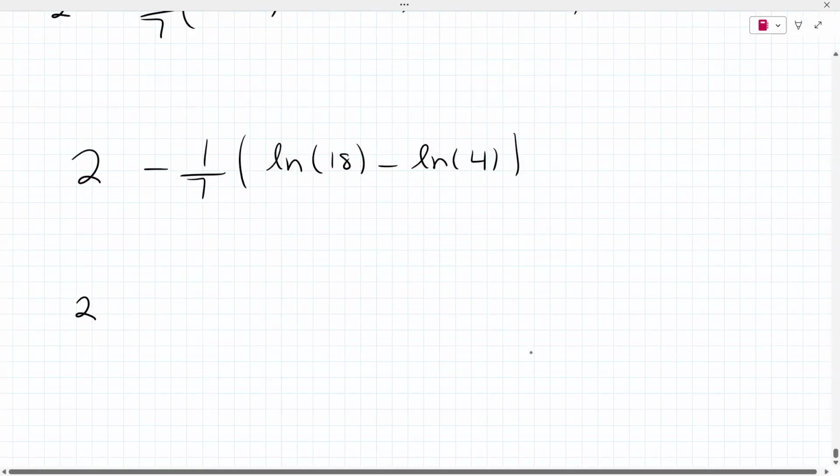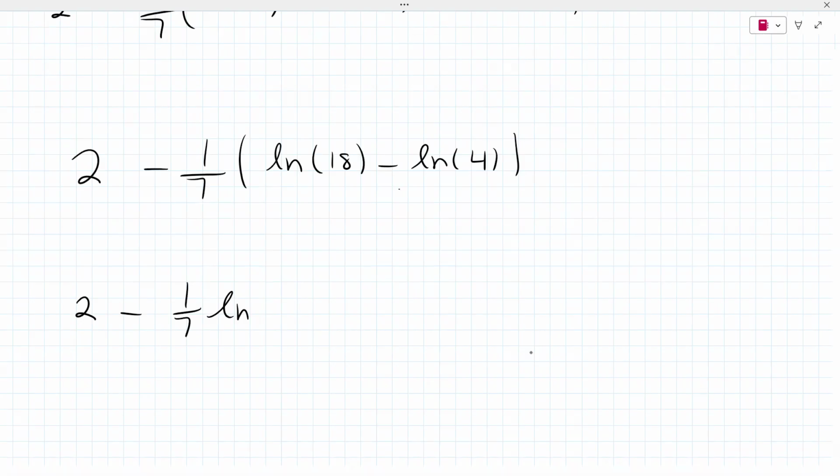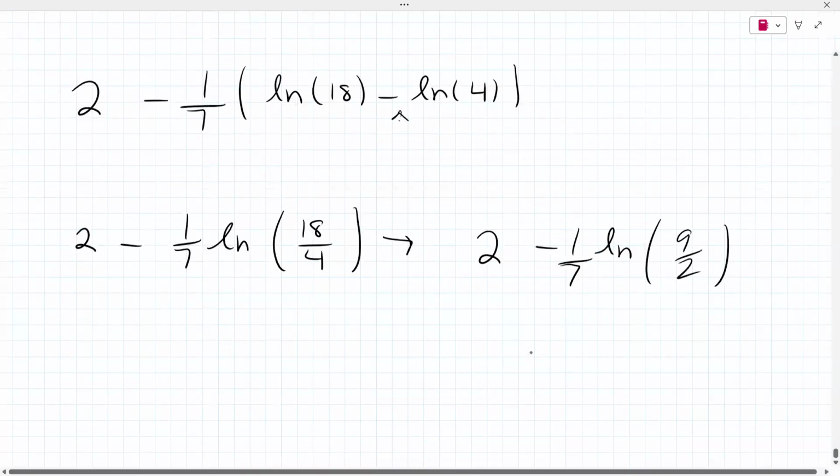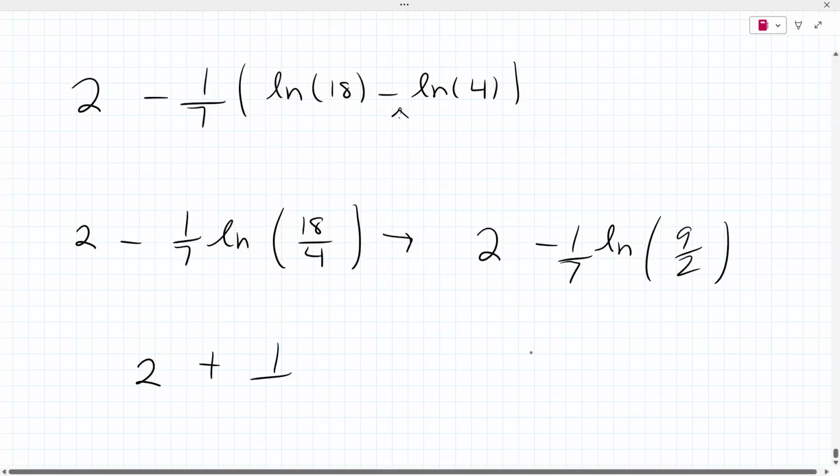So you get 2 minus 1/7 ln. And when you're dividing with the same log, you're dividing, right? So this would be 18 over 4. You get 2 minus 1/7 ln of 9 over 2. Your final answer is 2 plus 1/7 ln of 2 over 9.